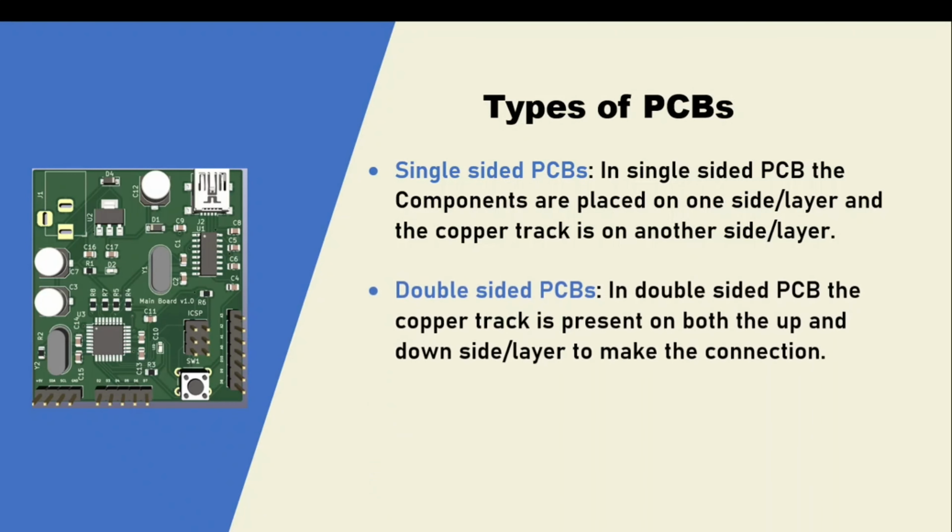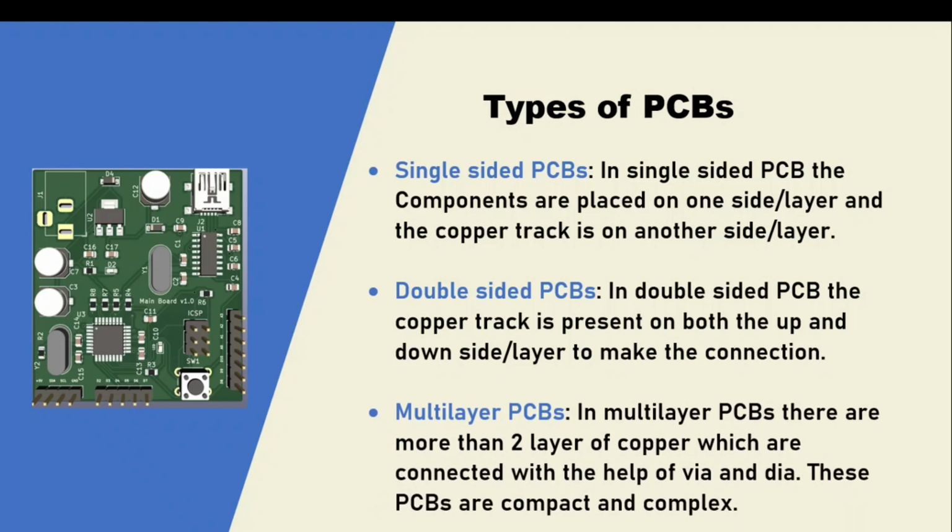But in case of double-sided PCB, the copper track is present on both the up and down layers to make the connection. In multi-layer PCB, there are more than two layers of copper which are connected with the help of via and dia. We will see this multi-layer PCB in detail in an upcoming session. These PCBs are compact and complex.